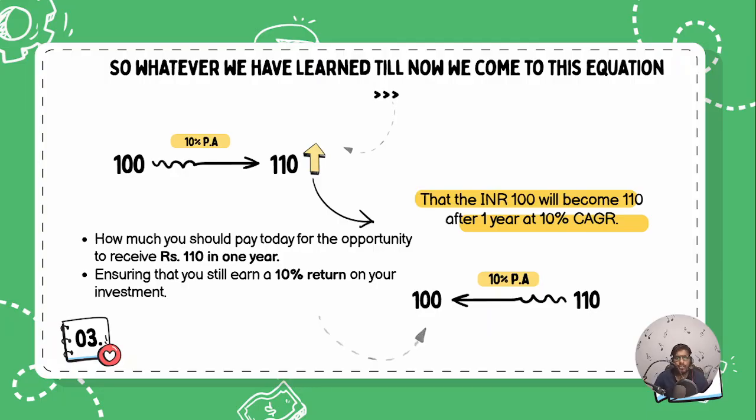So, how much should you pay today for the opportunity to receive 110 in 1 year? If a company is saying that you will get 110 rupees for your 100 rupees, how much money should you actually pay today to suffice that value? And also with that, you are earning 10% interest throughout the time, that is compounding.